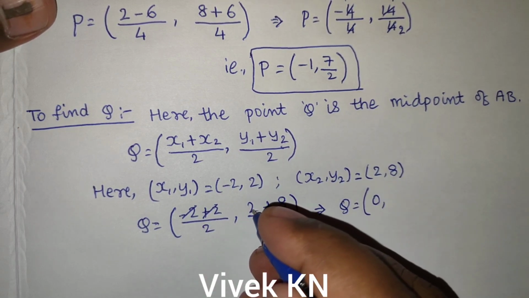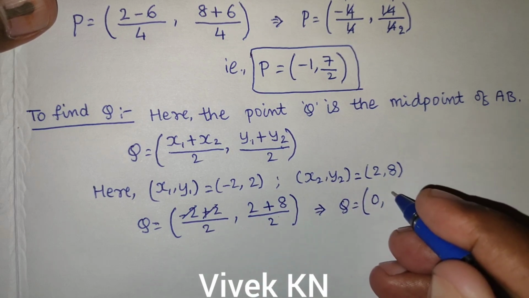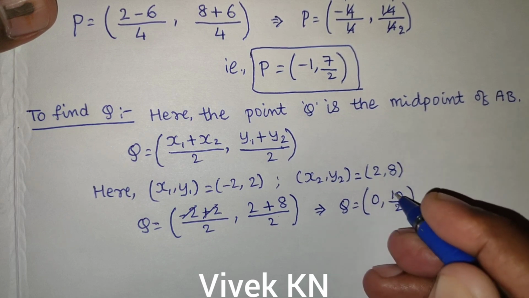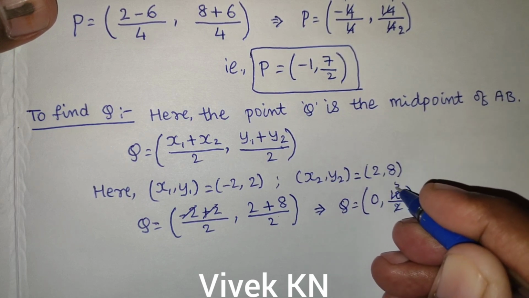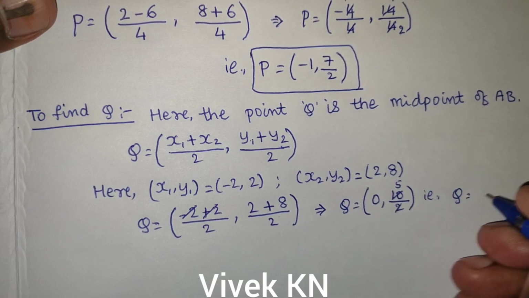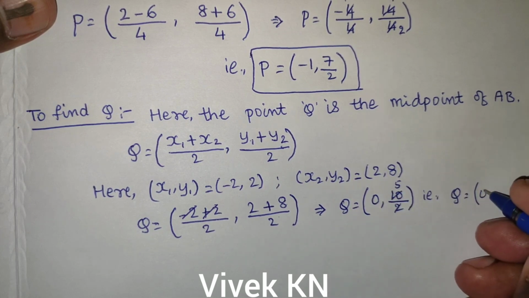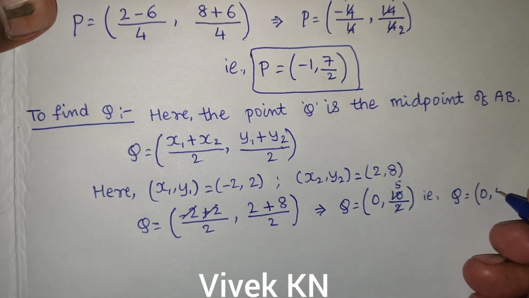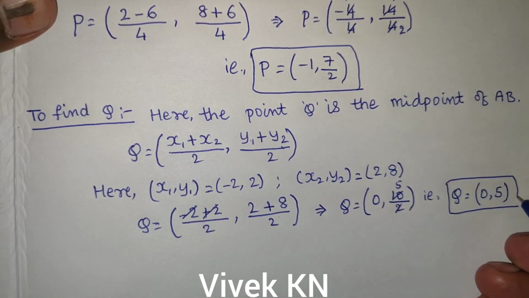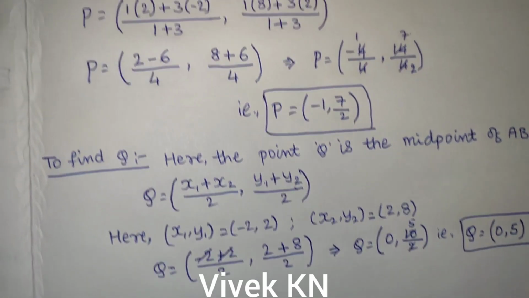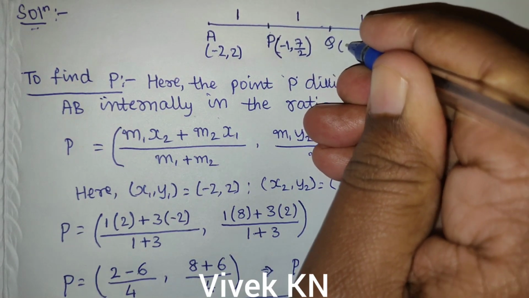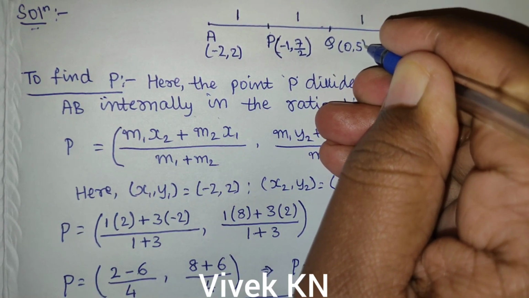Next, adding 2 and 8 we get 10 by 2. When we divide 10 by 2, 2 fives are 10, so 5. That is, the coordinates of point Q are 0 comma 5.